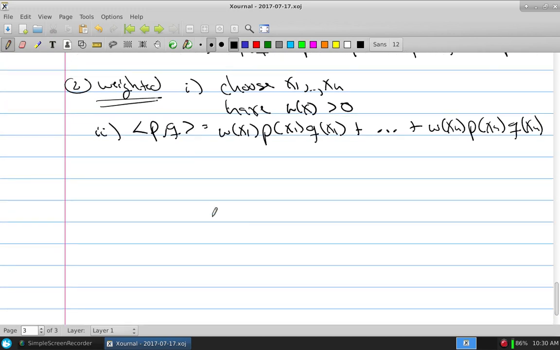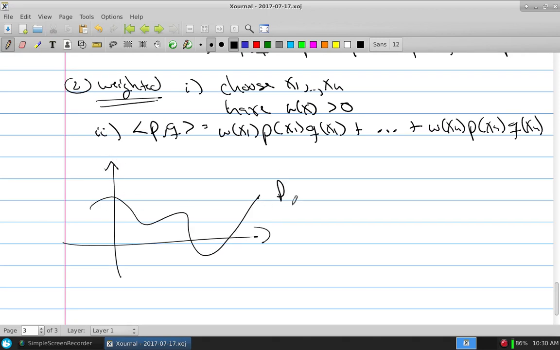If you imagine what this would look like, if this is the P curve, and say that's the Q curve, all we're saying is go here and pick those 2 points, and then go here and pick that point, and then go here, pick this point, until we get to, say, xn, where we pick, say, that point and that point. And then you can appropriately weight it by applying a weight function.